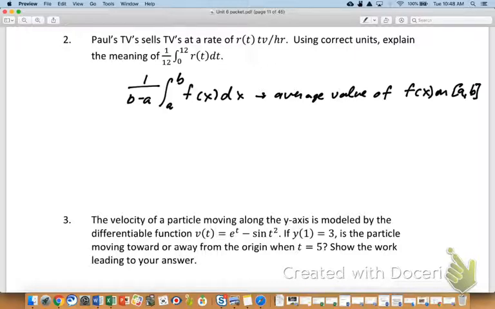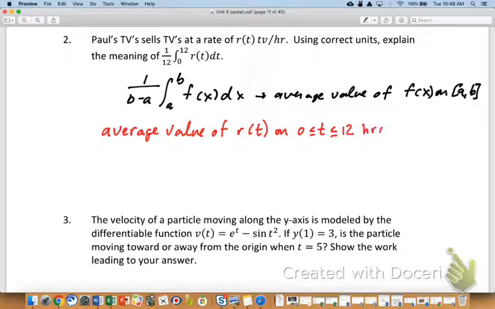1/12 times the integral from 0 to 12. So I agree with Reese that this is an average, and I know we're up against our time. Here would be a sort of generic way of putting this. You could say it's the average value of R of t on the interval 0 to 12 hours.